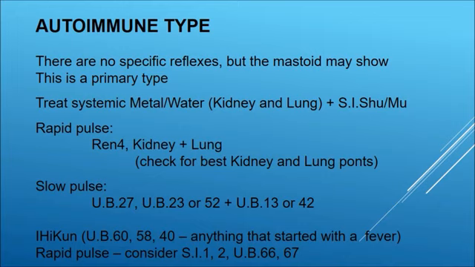There are no clear reflexes that we say indicate an autoimmune disorder. However, it is common for autoimmune patients to have gummy, puffy sacroiliac ligaments and also have puffiness at the mastoid bone.